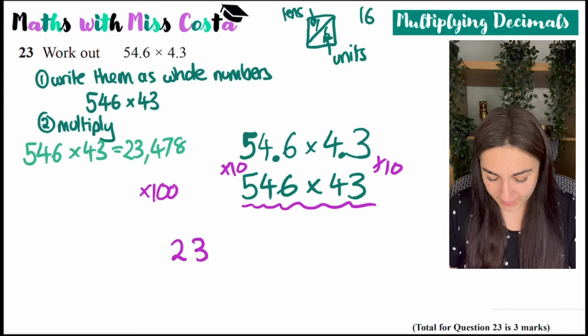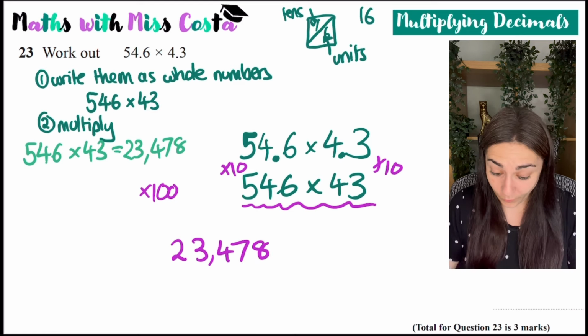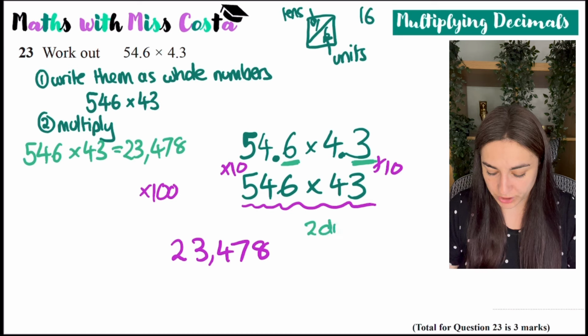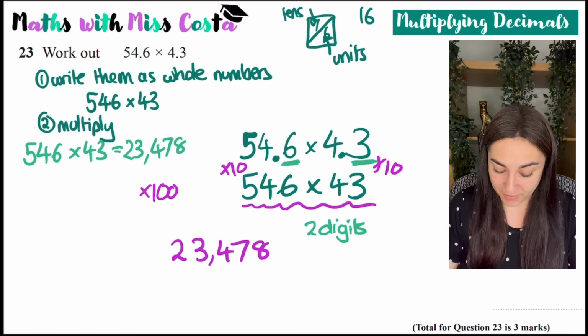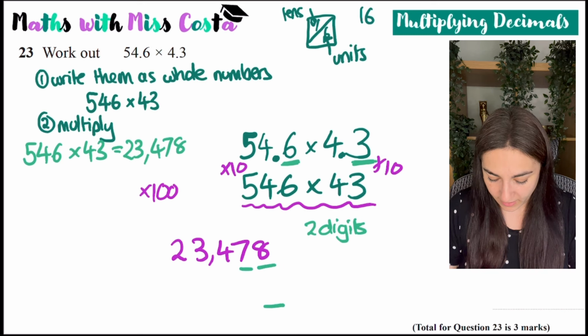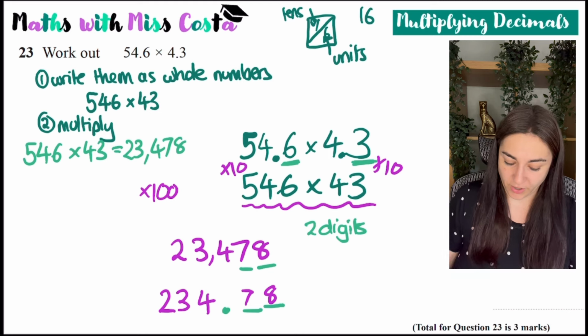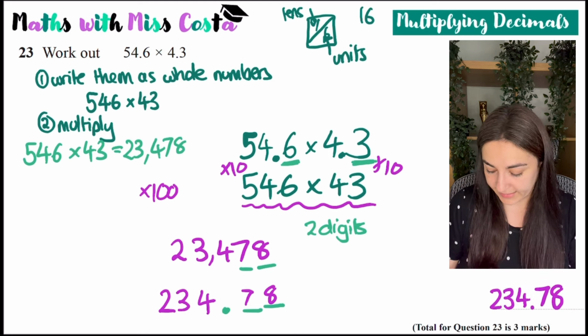So I know that 23,478, I'm going to have to divide by 100, or the little trick is, over here in my calculation, I've got 1 digit here and another digit here. So I've got 2 digits in total after the decimal point in my calculation. So for my final answer, I know I'm going to need to have 2 digits after the decimal point. So what I can do is just write that there, and then everything else goes over here. So my final answer would be 234.78.